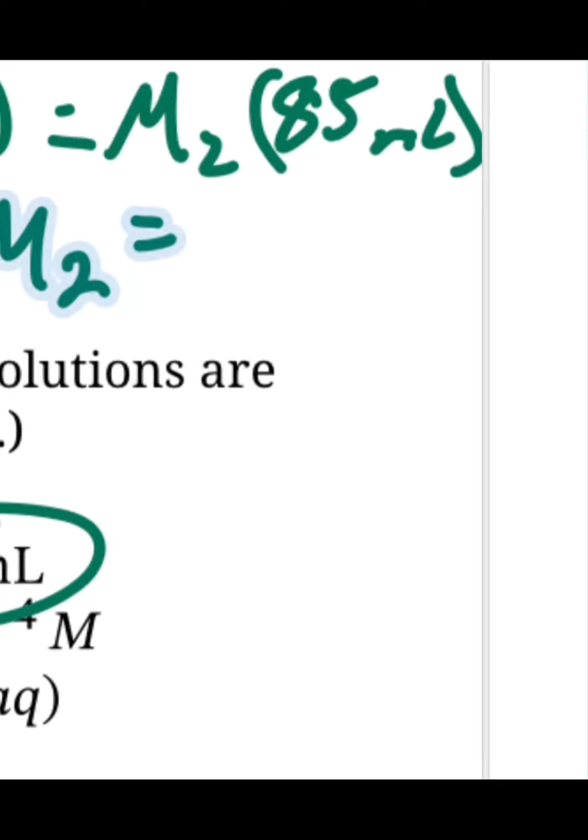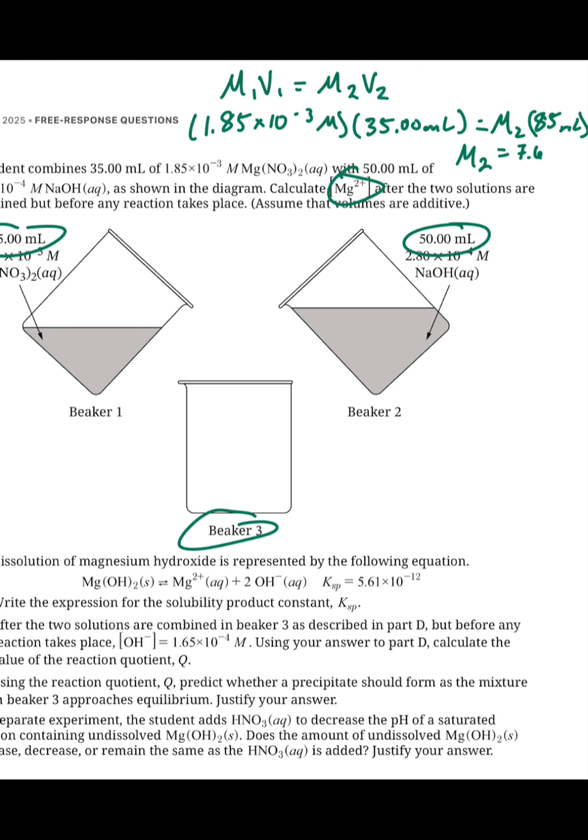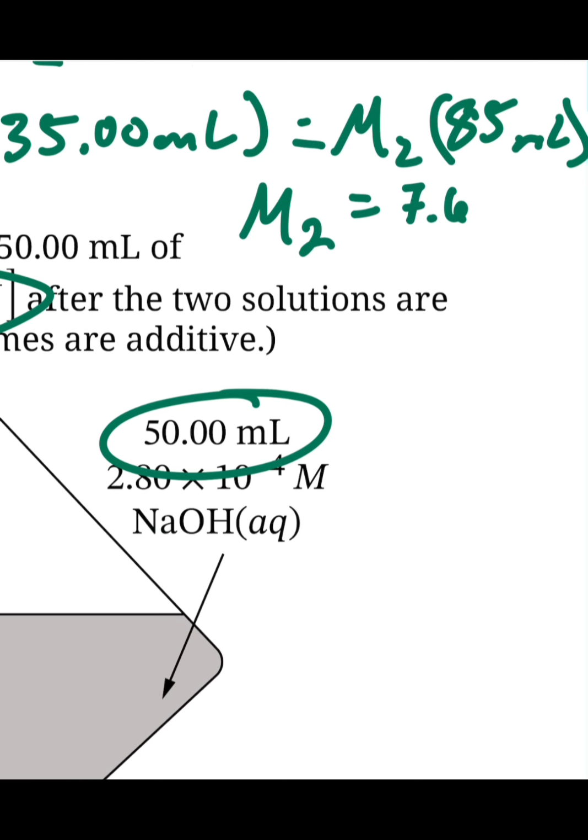We then get 7.6. How many sig figs is this? 3 sig figs is the least amount. So 7.62 times 10 to the negative 4. That's going to be the molarity of the magnesium ions in the solution.